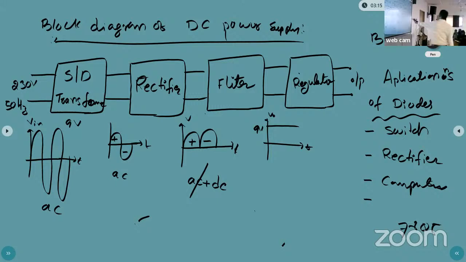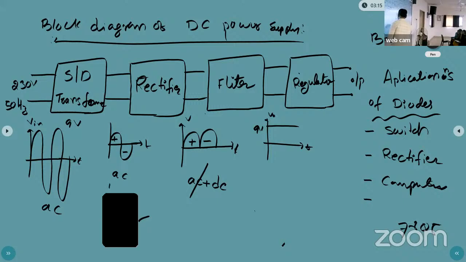Okay. Now this gives the DC supply block diagram. So what are the components? The step down transformer. We are not going to study the step down transformer here; we are simply using it. Then the rectifier. In rectifiers, there are different types of rectifiers.